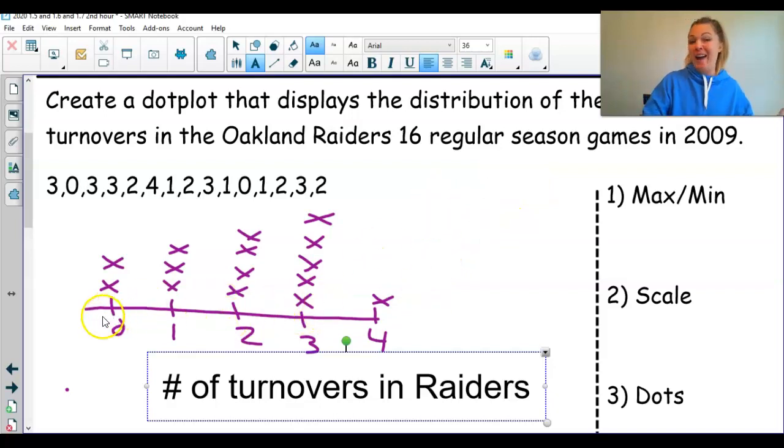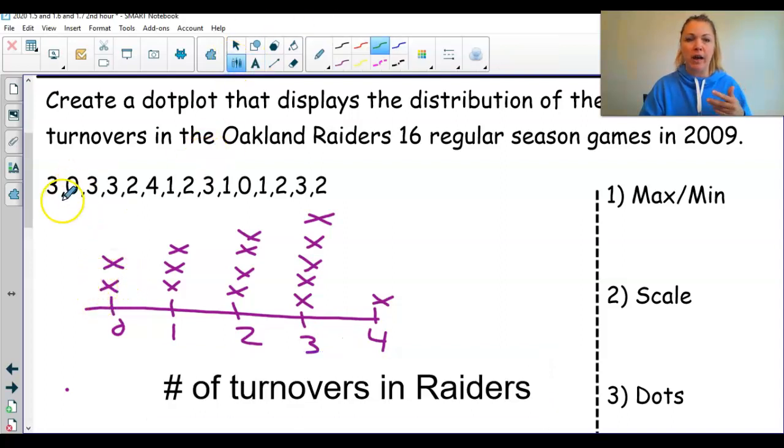I'm a fan of an X, okay? So I would put an X here because that represents that first 0. Now, I don't go in order. I would start with 3, right? So this 3 went there first. I put an X there, okay? Then next I see a 0, so I put an X there, right? And I just keep going.